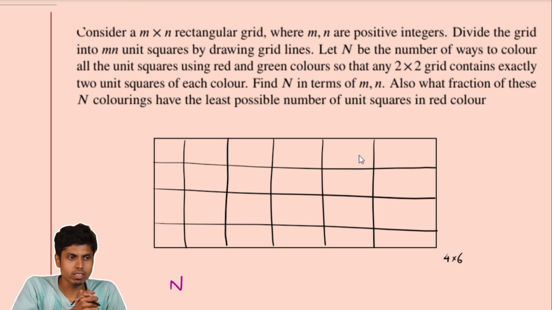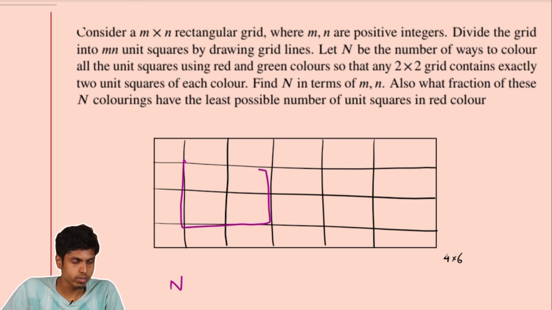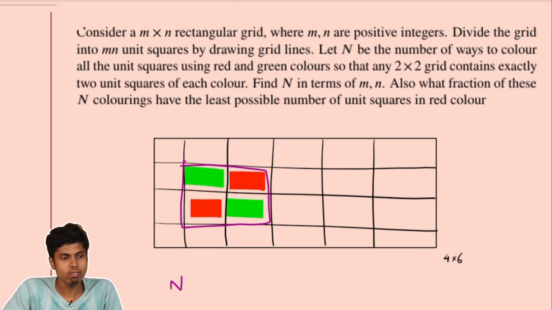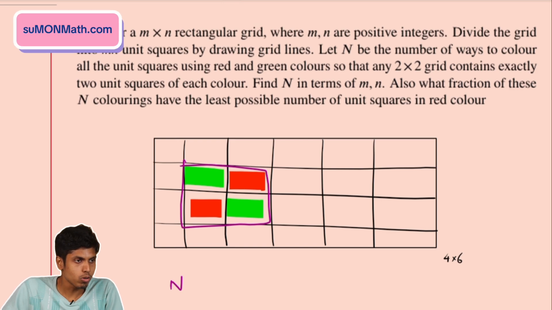or in general an m cross n grid, such that every 2 cross 2 grid contains exactly 2 units of red and green colors. So the colors you're going to use are red and green, and you have to obtain 2 unit squares of each color. Out of the 4 squares in the 2 cross 2 grid, you need 2 squares of red and 2 squares of green. Let's take, for example, this box. If this is the configuration of green, then you should have the other 2 as red, so that you have equal distribution. So that is the goal of this condition.